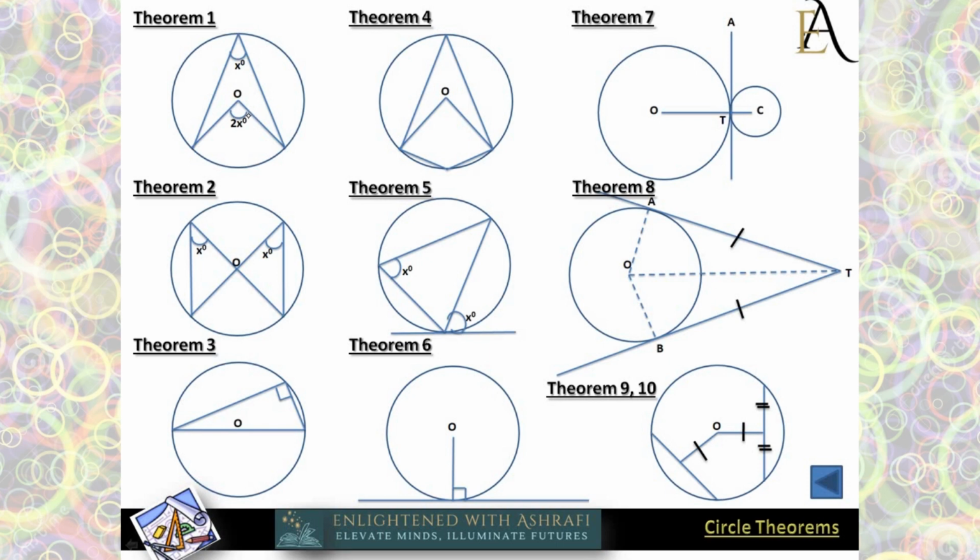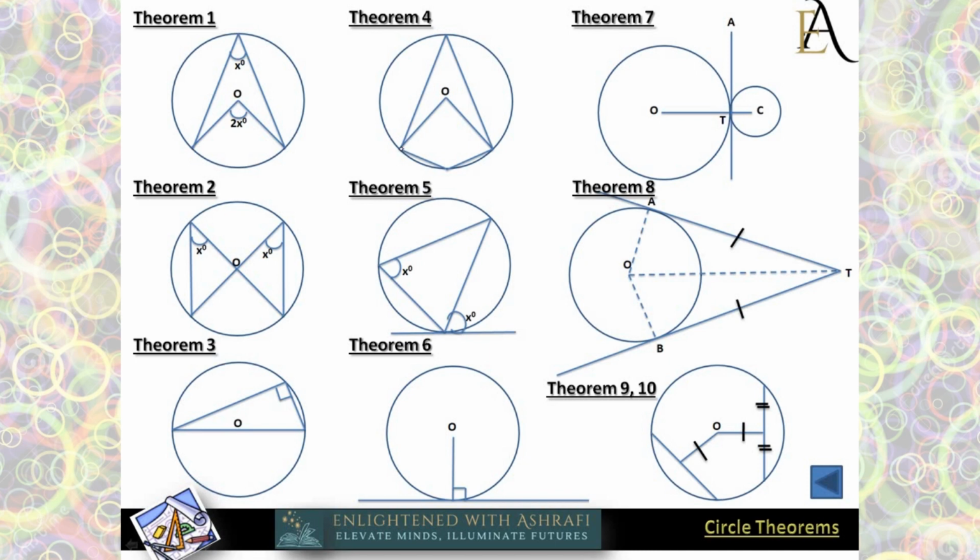If you have an angle at the center and an angle on the circumference with a common arc, then if this is x, this is going to be 2x. Common arc, two angles on the circumference, then they are going to be the same. An angle on the circumference which has a diameter, the longest length of the triangle, and the angle opposite to it which is on the circumference is going to be 90 degrees.